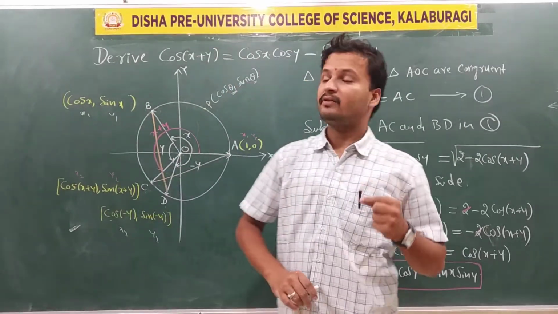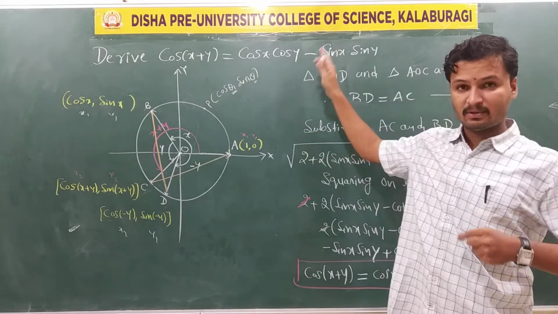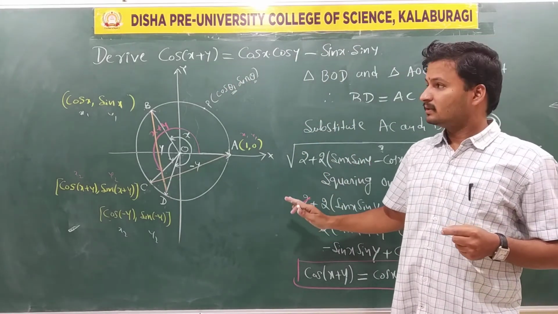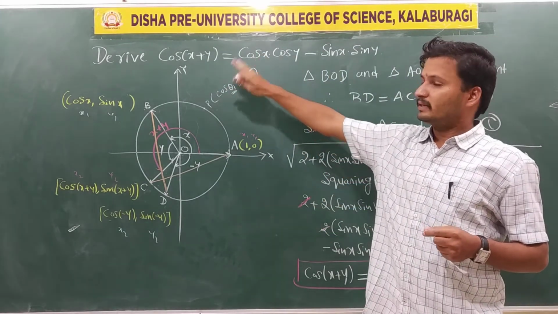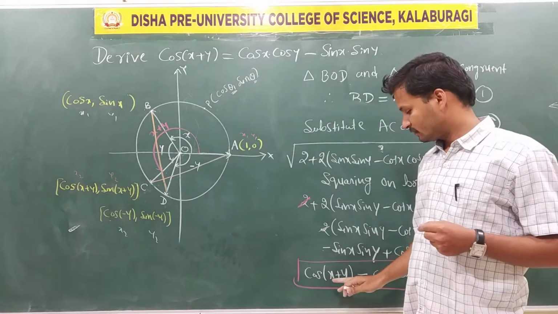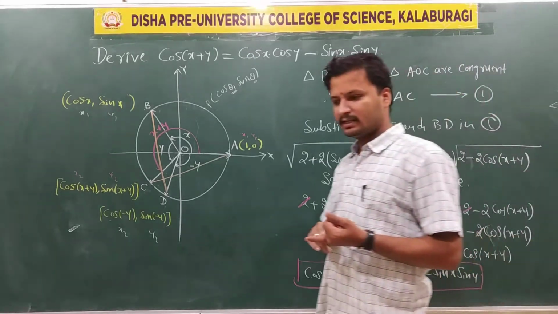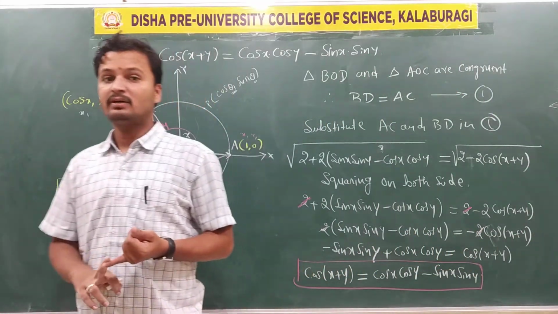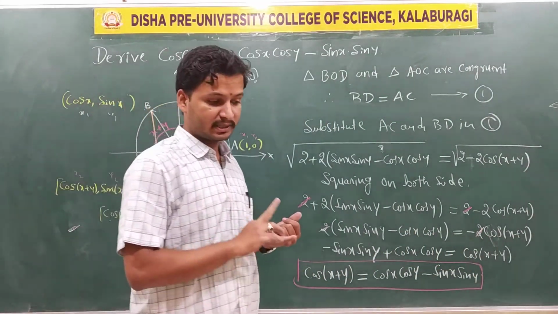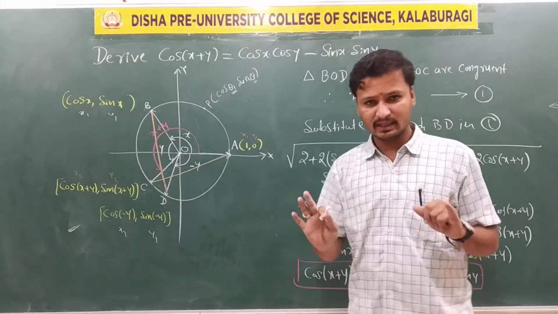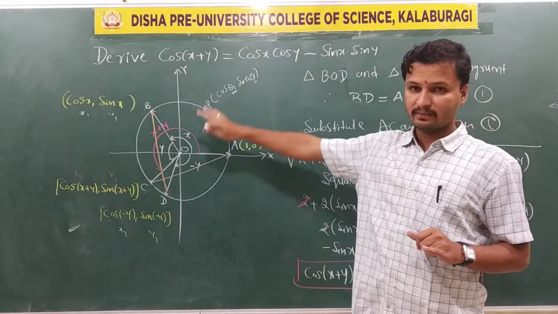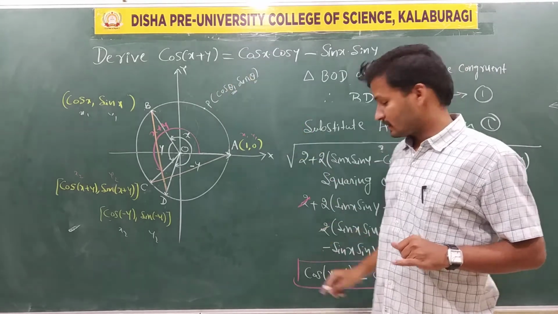Example: derive cos of x plus y, so you have to do all this. Using cos of x plus y, definitely we need to derive cos of x minus y also. Either cos of x plus y is asked, or cos of x minus y, or sin of x plus y, or sin of x minus y, whichever is asked, first you have to derive cos of x plus y up to here.